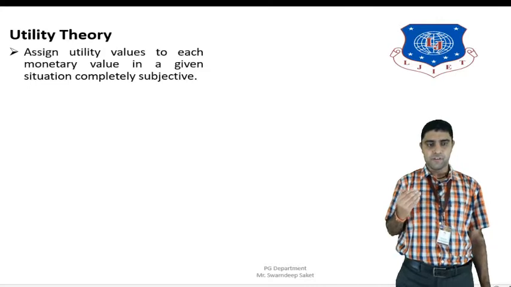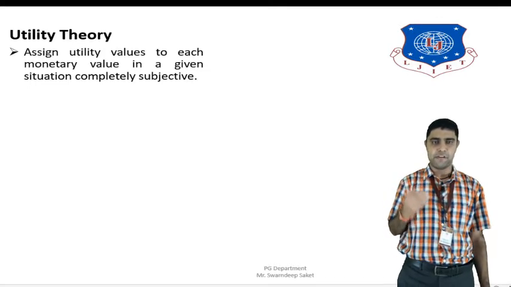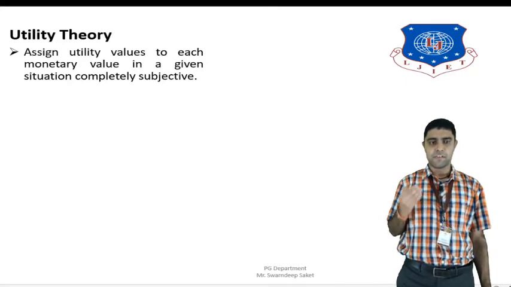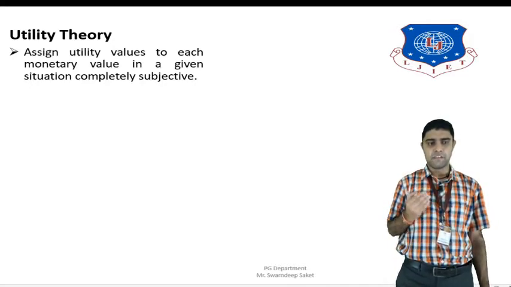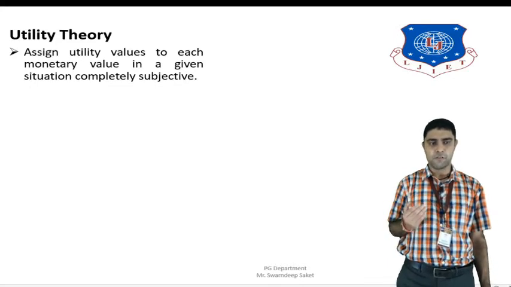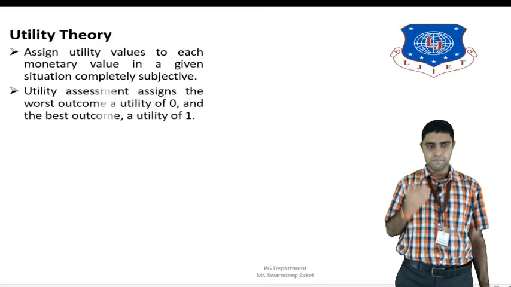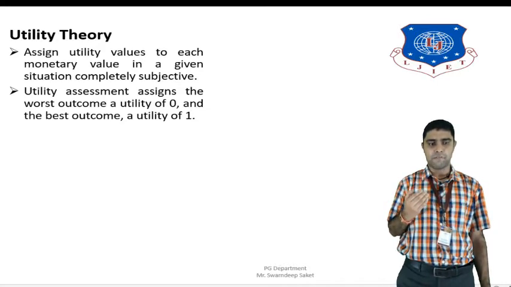Assign utility values to each monetary value. We are assigning utility values to each monetary value in a situation, which is completely subjective. So it is subjective in nature. If we increase the monetary value, then the utility curve also increases. If we decrease the monetary value, then the utility curve also decreases. In utility assessment, there are two outcomes, the worst case and the best case. In the worst case, we will assign the value 0. In the best case, we will assign the value 1. So there are two probability values for utility theory, worst case 0 and best case 1.